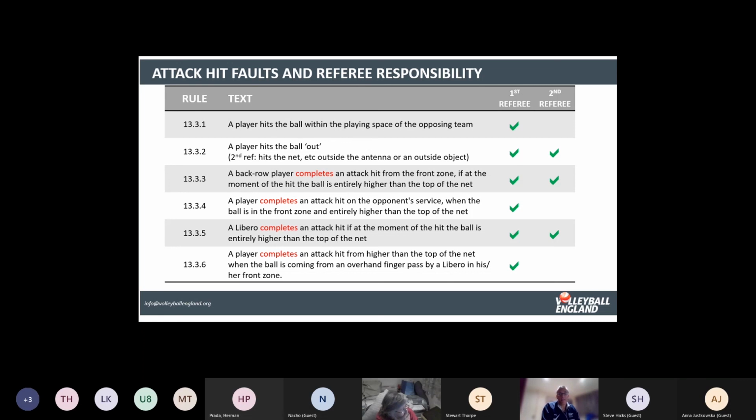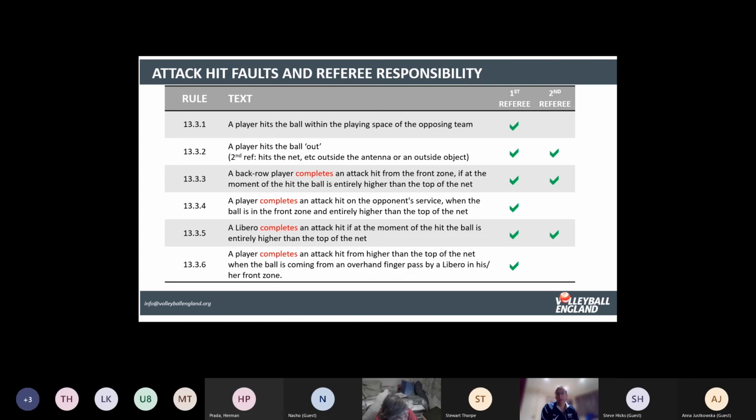The libero completes an attack hit if, at the moment of the hit, the ball is entirely higher than the top of the net. This is one which could be either referee, but I would advise the second referee probably not to get involved and to leave it up to the first referee to determine the height. And then a player completes an attack hit from higher than the top of the net when the ball is coming from an overhand finger pass by a libero. This is a first referee responsibility only. It is not in the second referee's responsibilities. So second referees, if you see it, you may wish to give guidance, but you cannot call this fault yourselves.